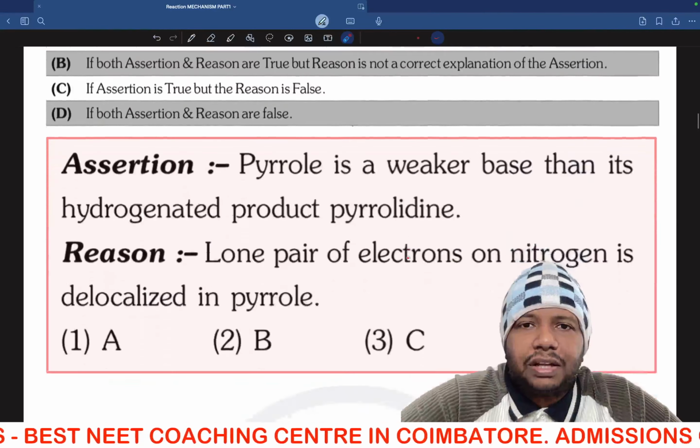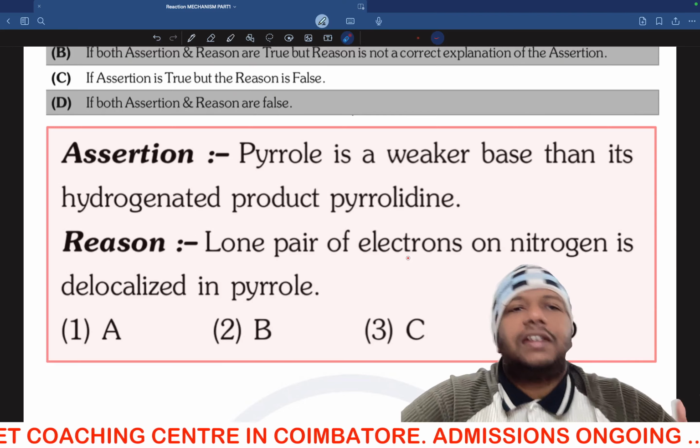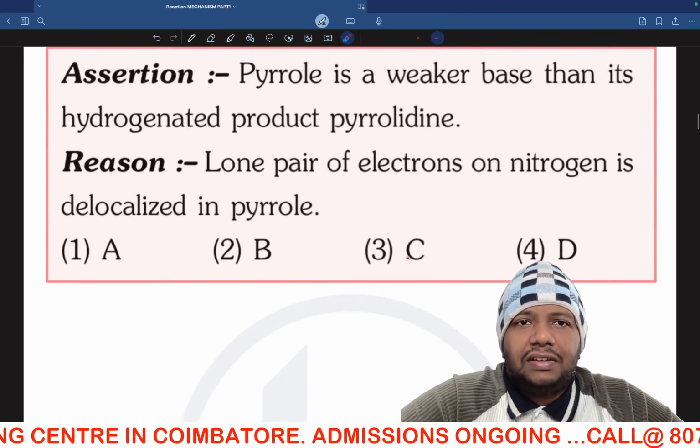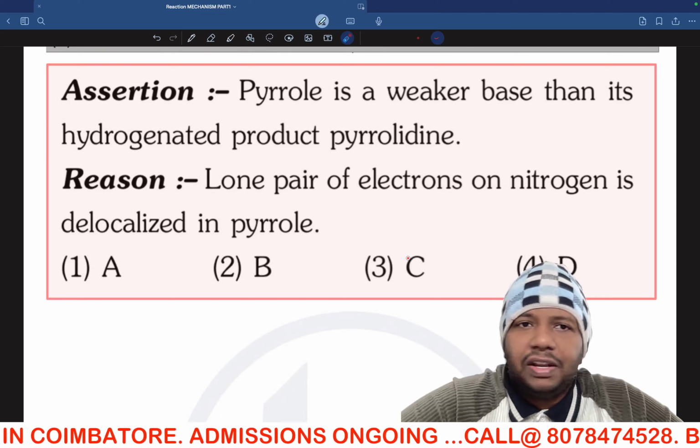Okay, let's switch to the next question. It is also related to pyrrole. So pyrrole text it's mentioned. So this type of questions are very important.